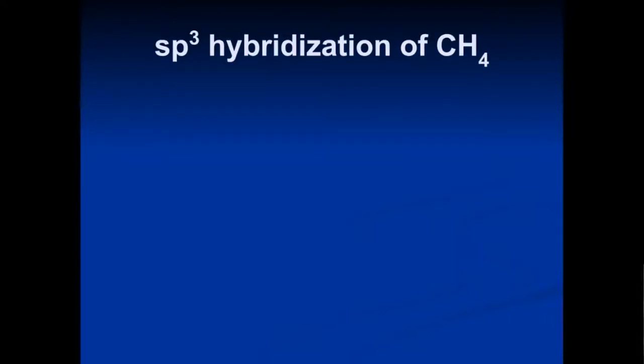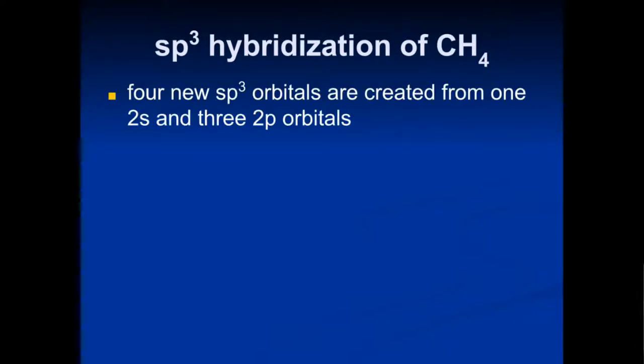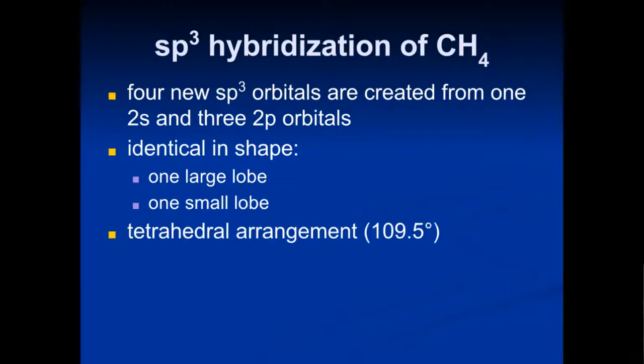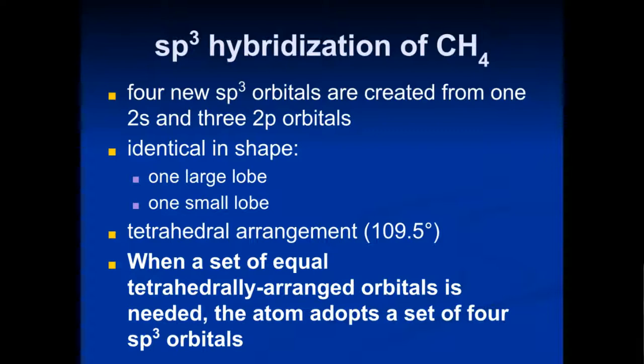Okay, so here's how this works. In methane, CH4, we need to create something called sp3 hybridization. The sp3 designation tells you what has been mixed together: an s orbital and 3 p orbitals. If you take one s orbital and 3 p orbitals, you get a total of 4 new hybrid orbitals. Okay, they're identical in shape. They have one large lobe, one small lobe, and they set themselves up as a tetrahedral arrangement, 109.5 degrees.